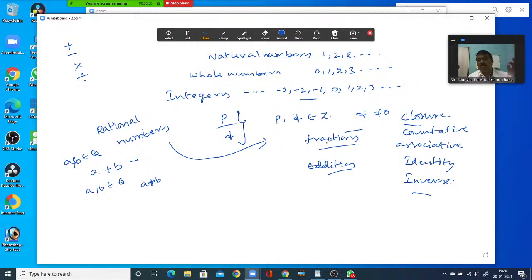Rational numbers are commutative under addition and multiplication.